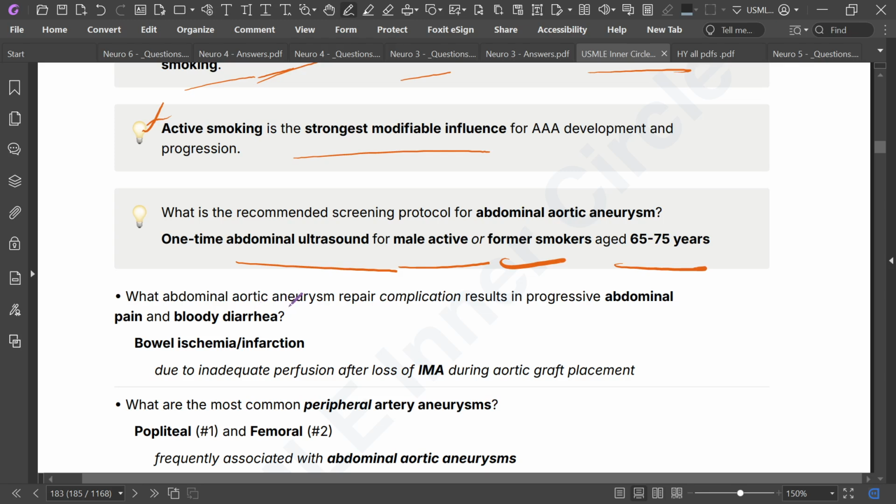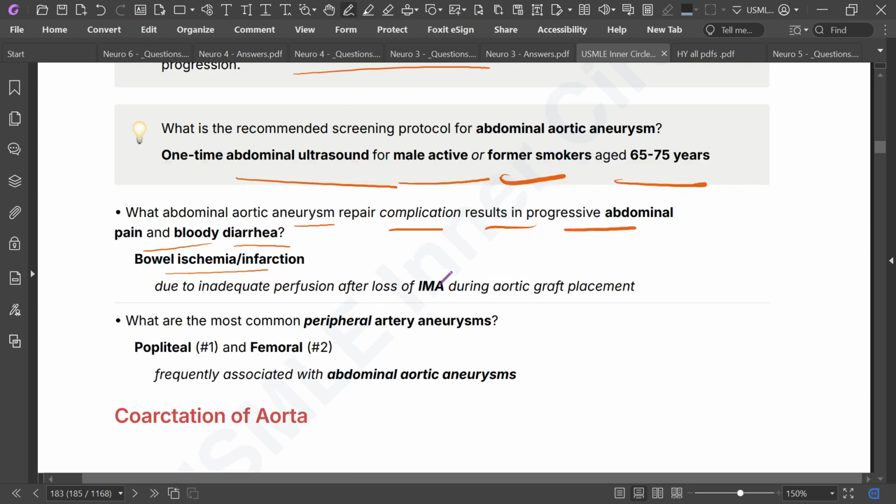What abdominal aortic aneurysm repair complication results in progressive abdominal pain and bloody diarrhea, bowel ischemia or infarction, due to inadequate perfusion after the loss of the inferior mesenteric artery during aortic graft placement?